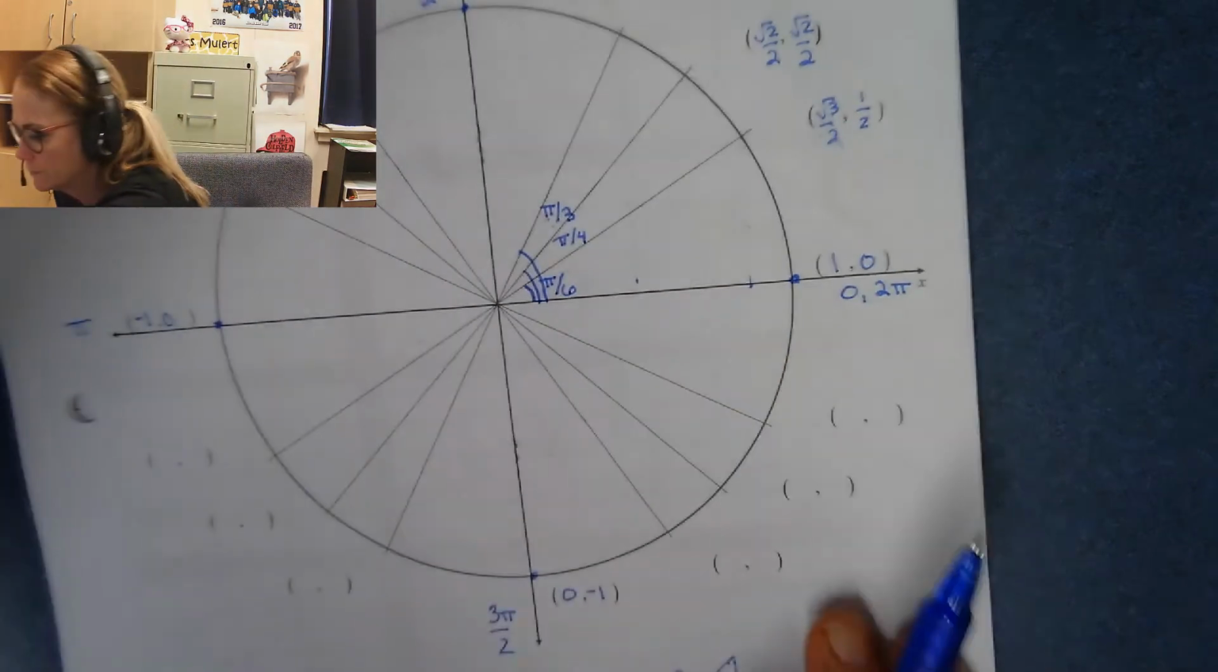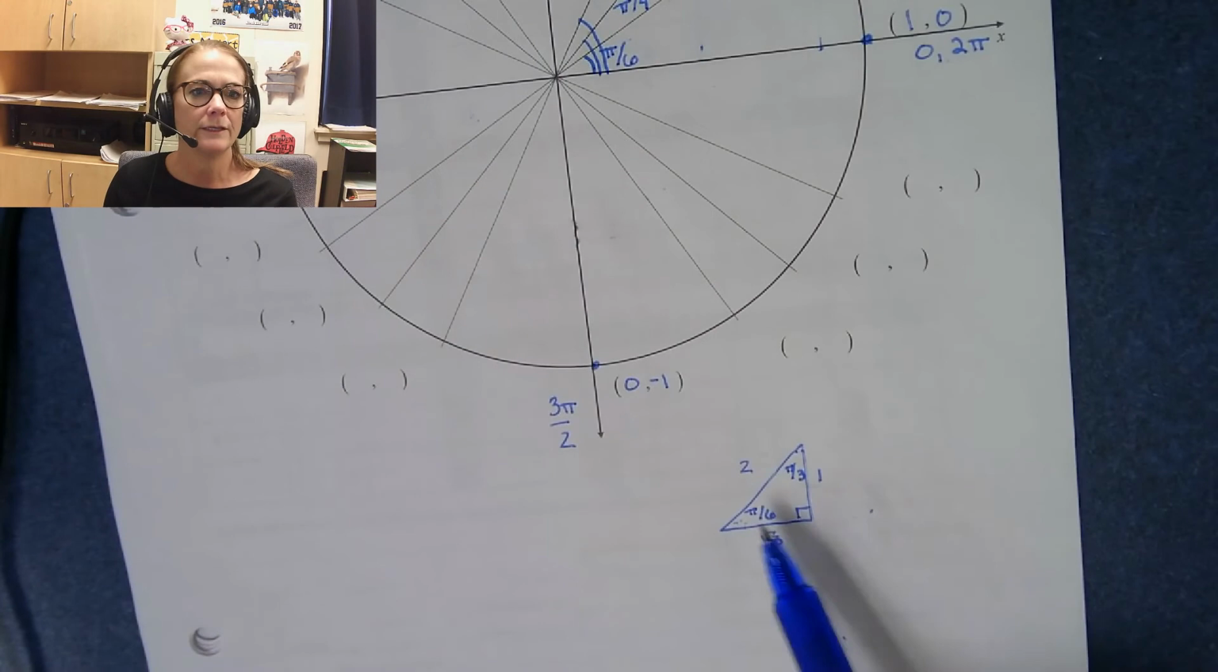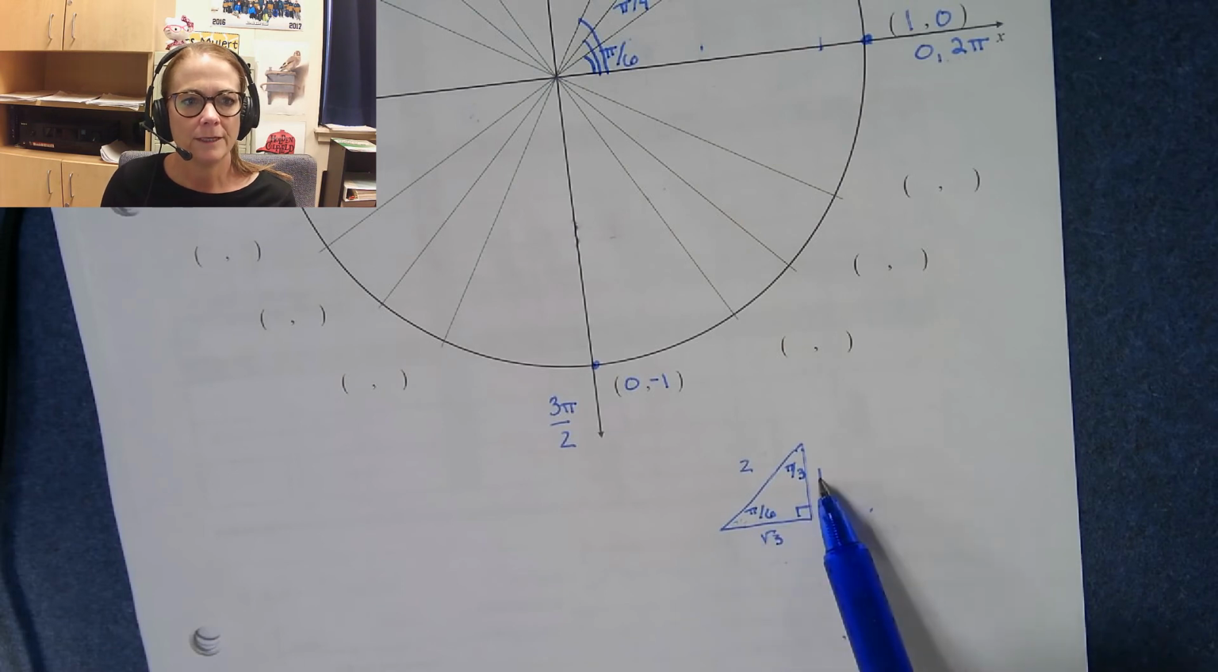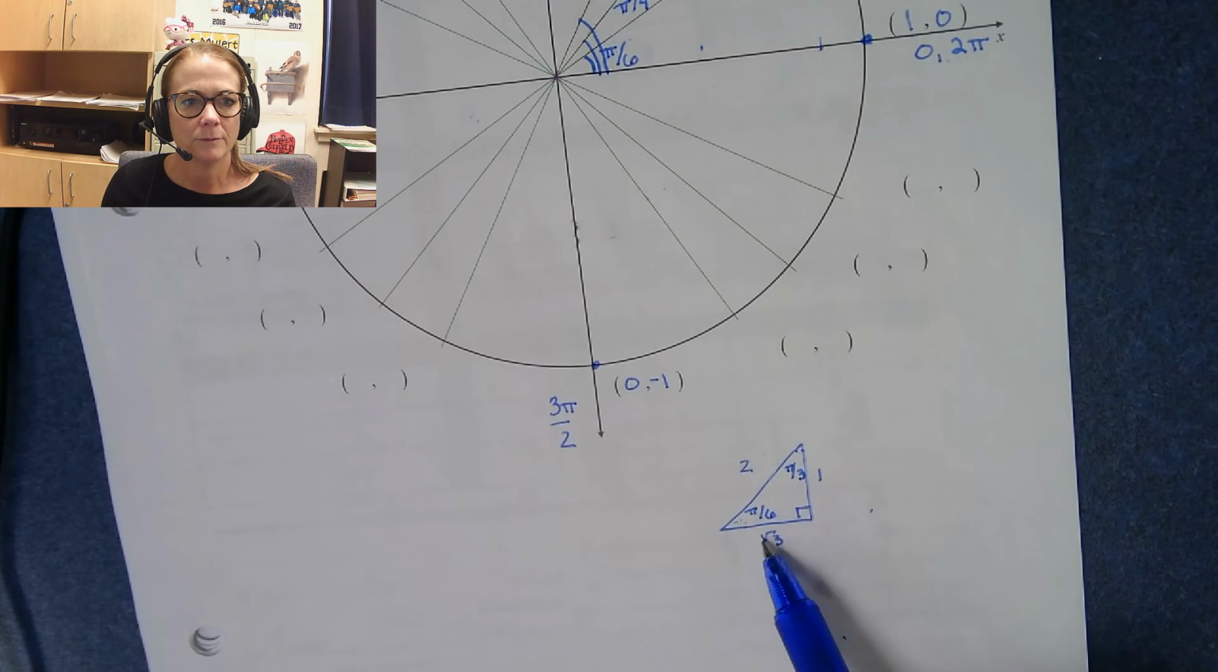Oh, you can't see it. There's the special right triangle. Okay, so there's your 30 degrees, there's your 60. I put the 30 degrees on here because that actually looks a little smaller. I'm just trying to draw sort of to scale. So 30 degrees, across from that is 1. 60 degrees, across from that is root 3.